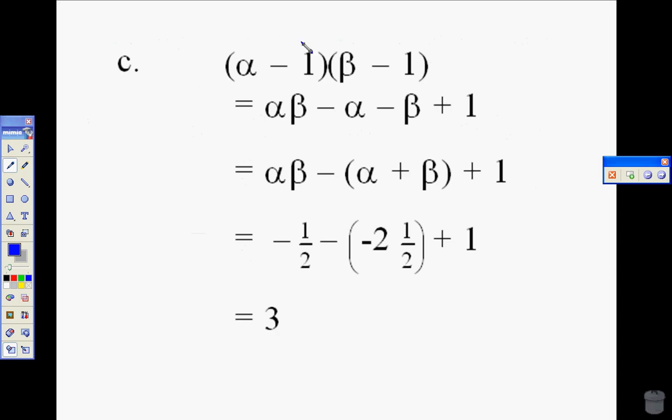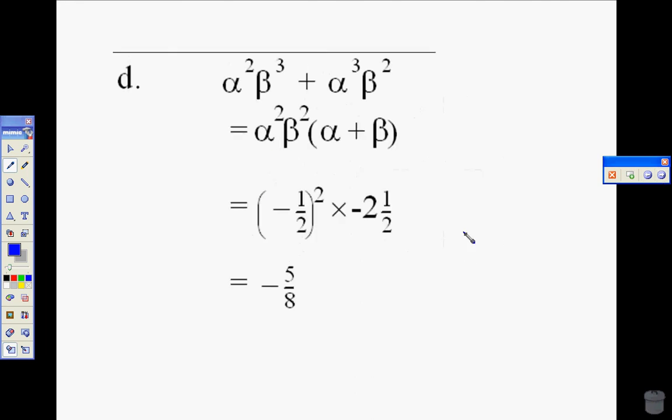So similar to before, alpha times beta, we expand it out. Alpha times minus 1 times beta, and minus 1 times 1. Gives us our product of the roots. We do a factorization of the negative to give us our sum of the roots. We can use our minus a half, which is equal to the product of the roots, and minus 2.5 as the sum of the roots, put it into our calculator to give us the answer of positive 3.